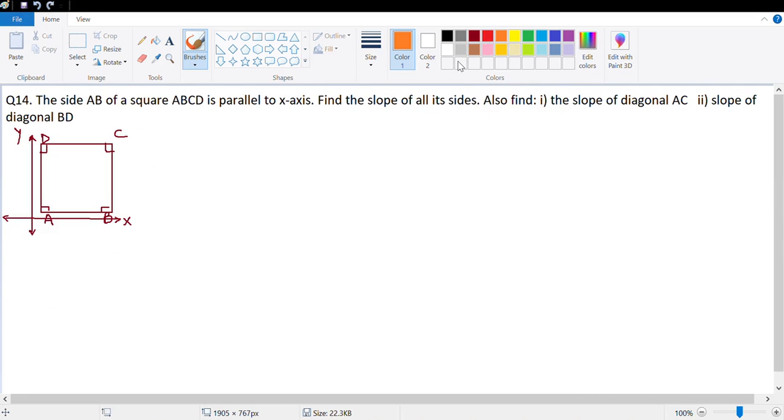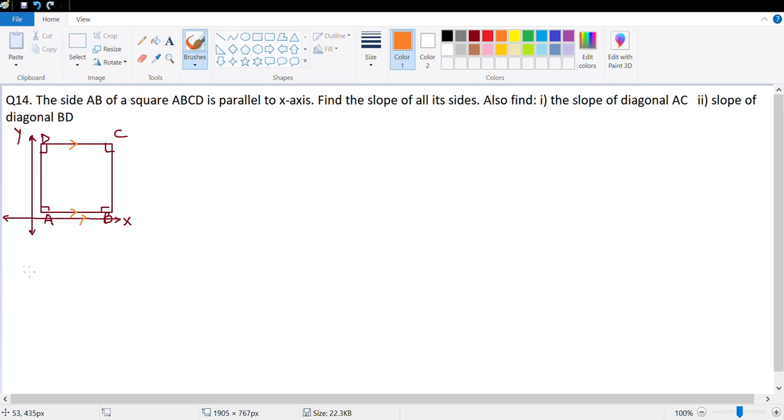It says the side AB of square ABCD is parallel to the x-axis. So AB is parallel to the x-axis. We already know that the opposite sides of a square are parallel to each other, which means CD is also parallel to the x-axis. Find the slope of all its sides.